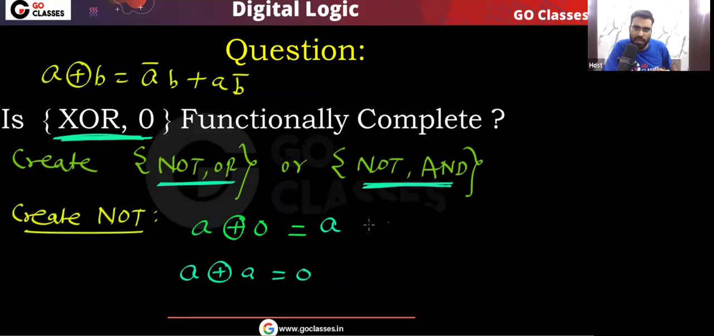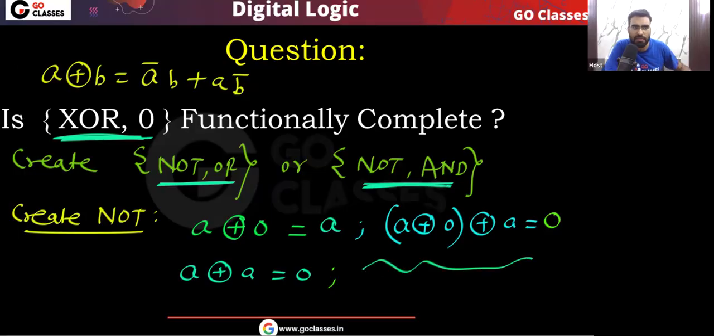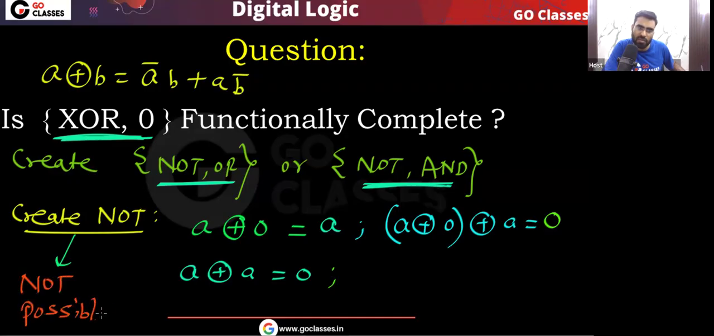Actually, you can check many possibilities. For example, will this give me not? If I do this, will this give me not? This actually will give me 0. So are you getting my point that if you try and try, then you will see that you cannot create not. Create not is not possible. Just try something. Maybe using this multiple times, maybe like this. Can I create A bar? Okay, this is not possible.